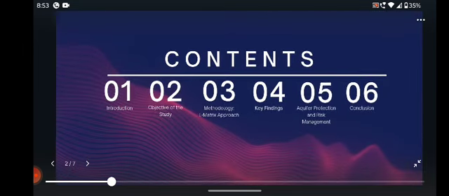In this presentation we'll be seeing these contents. That is the introduction. What is the objective of the study to solve the problem that they have specified in the research? What is the methodology used? That is the L matrix approach. Next is the key findings. Next is the aquifer protection and risk management. Conclusion.